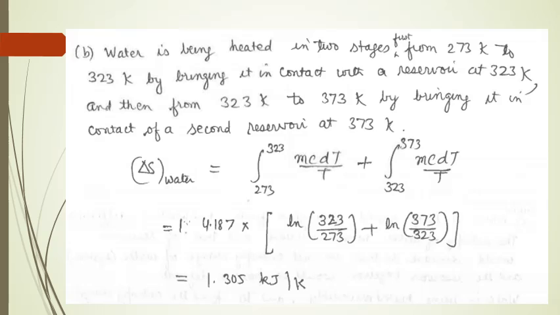Here m is the mass of the water and c is the specific heat of water. As done in the earlier part, similarly we get the value of the entropy change of water as 1.305 kilojoule per Kelvin.